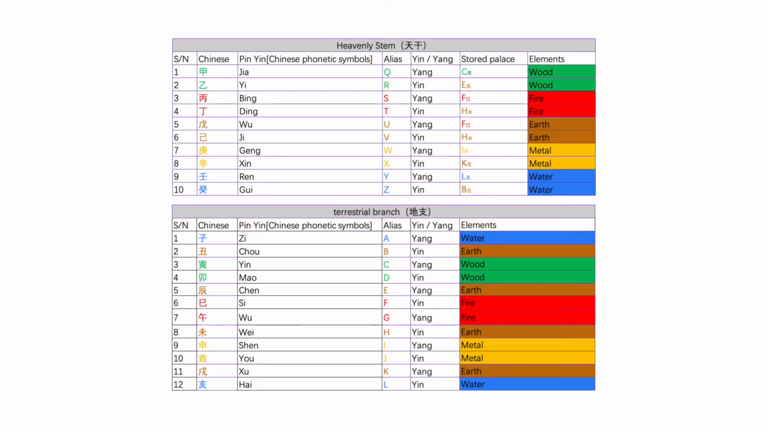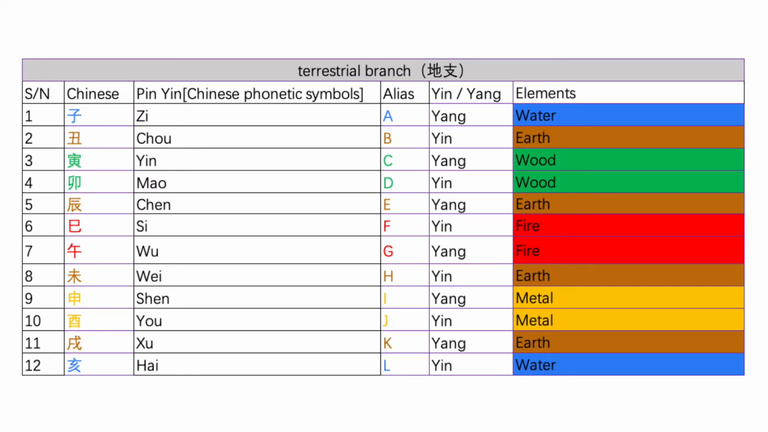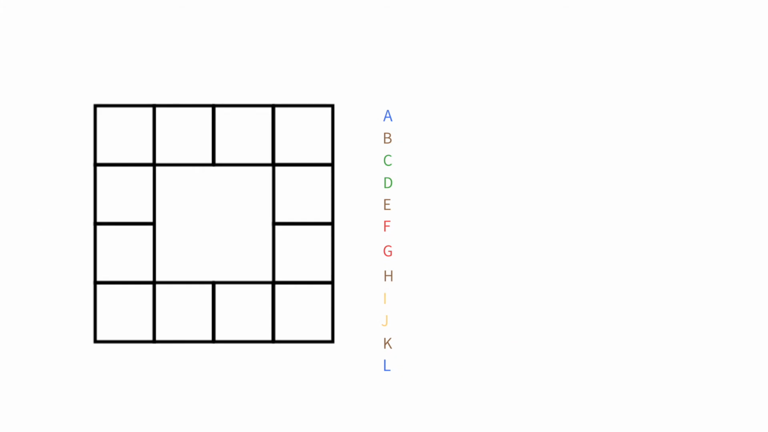Only the 12 terrestrial branches are needed to establish the earth plate and the heaven plate, so we will only look at the 12 terrestrial branches first. How do the 12 terrestrial branches make up the earth plate? The 12 terrestrial branches are arranged like this to form the earth plate.